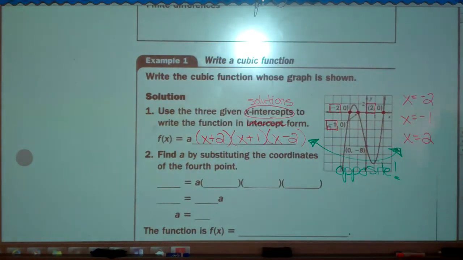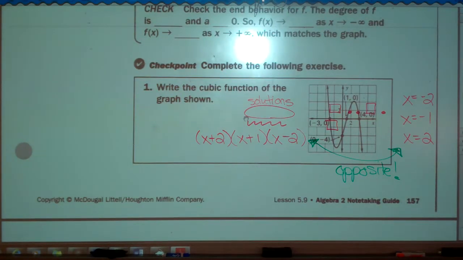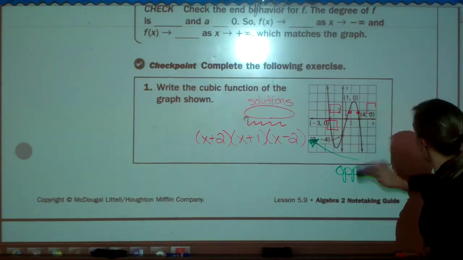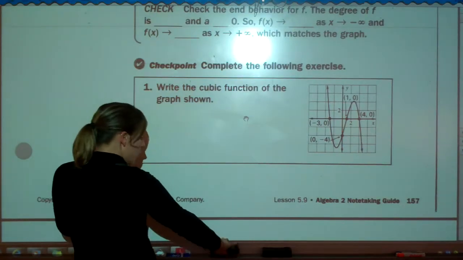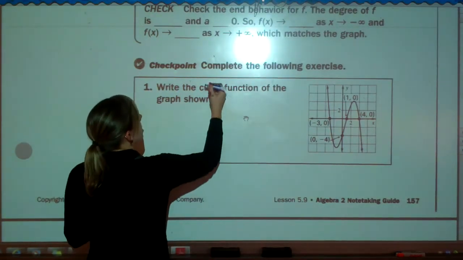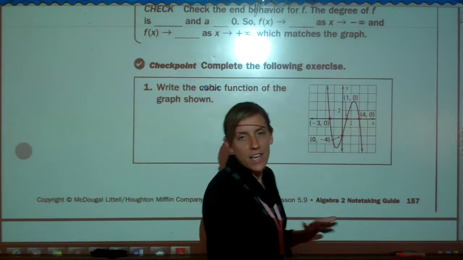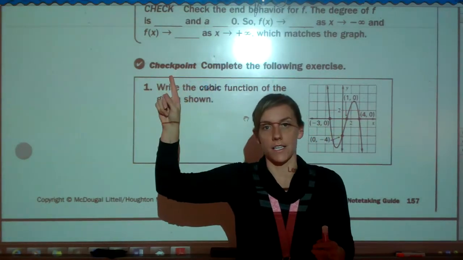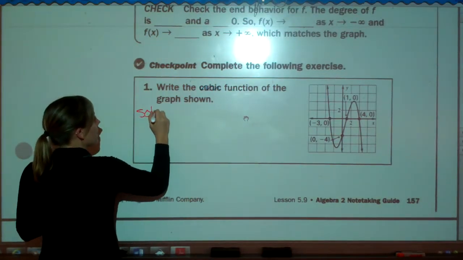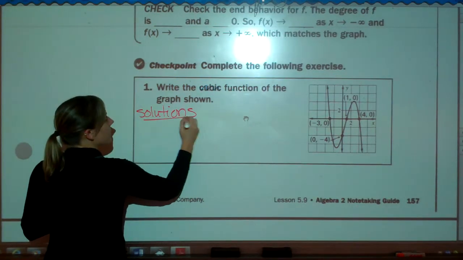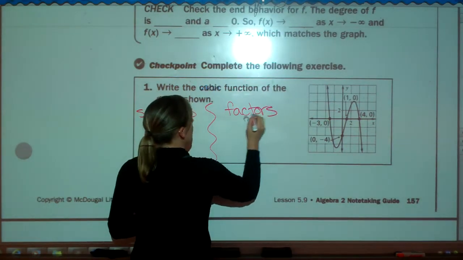So then, let's look at the other one. Let's look at the bottom of the page. Okay, it says the same thing. We're just going to look at that basic thing. So instead of the cubic function, really I just want us to write the function. So write the function of the graph shown. We'll use A just kind of as a general number. Again, we don't know how steep it's going to get, but we at least can get those factors. So let's first decide on the solutions, and then we'll decide on the factors.